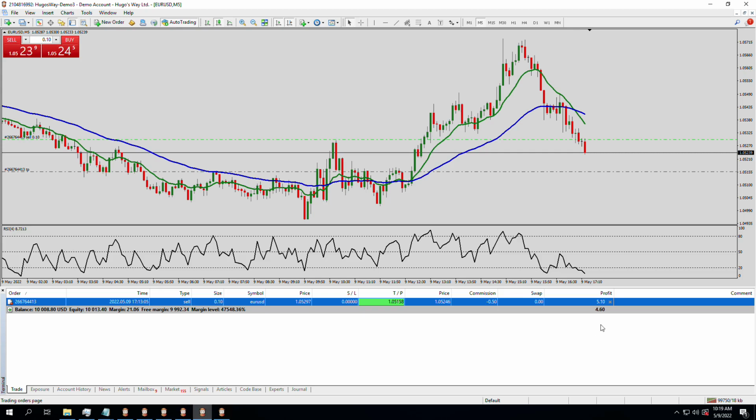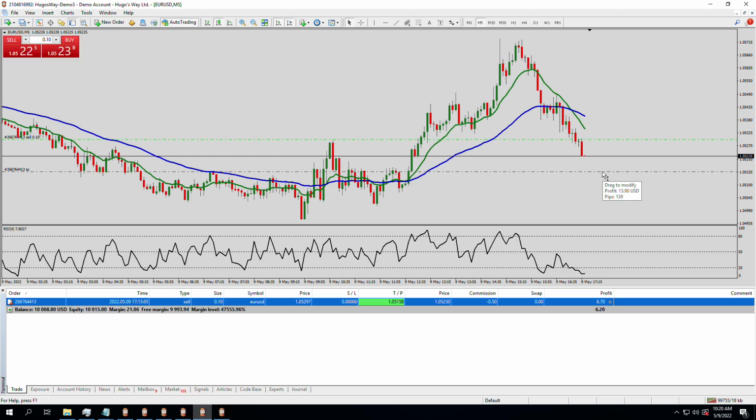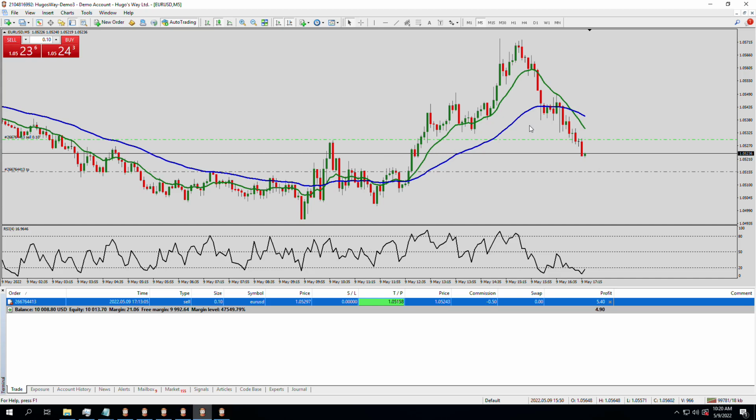We're already about $4 or $5 in profit towards the take profit level I set at $13.90, which is 13.9 pips. And you'll notice I have two moving averages on the screen. The green one here is a 13 and the blue one should be a 48. 13 and 48 is what I use. And you can see we've got a cross right here. That's not the ultimate signal, but a pretty good signal nonetheless.